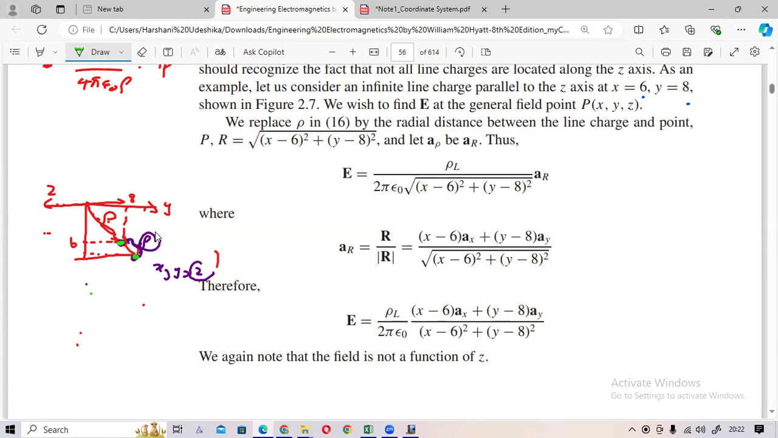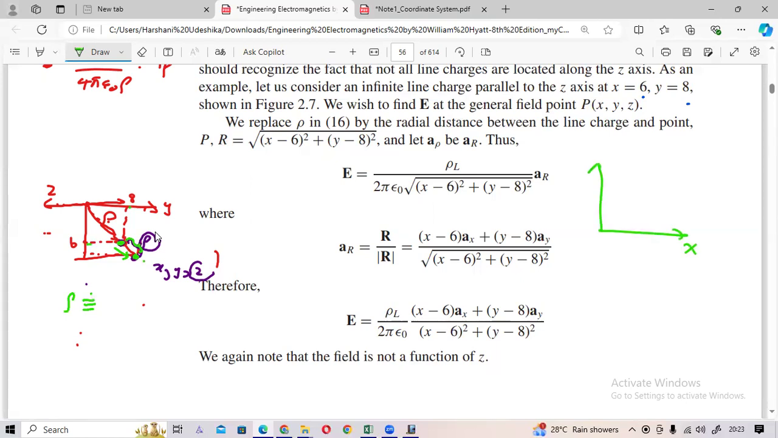Okay. So when we take the radial distance, we need to take this distance. That is rho. That is actually identical to rho. What is that distance? This point is 6, this point is 8, and this is XY. Then what is this distance?